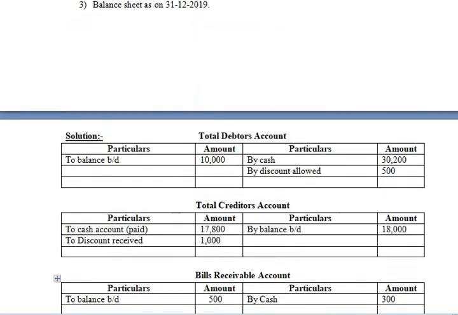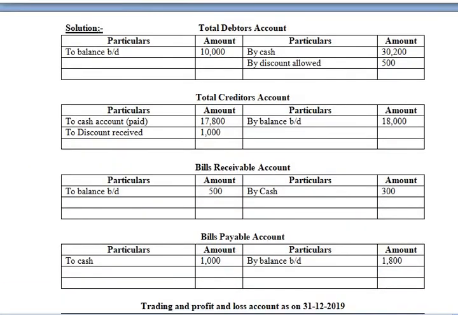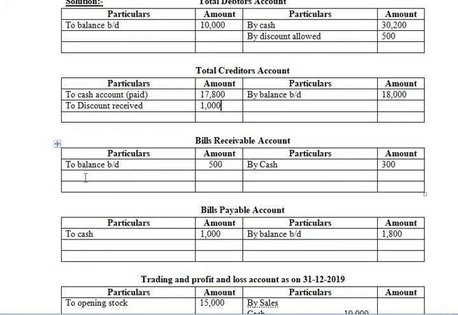Next, after discount received, then bills receivable. Bills receivable is 700. Where will this particular bills receivable go? In case of bills receivable, that is 700, there will be two entries. One entry will be to the debit side of the bills receivable account: bills receivable account debit to debtors, 700 rupees.